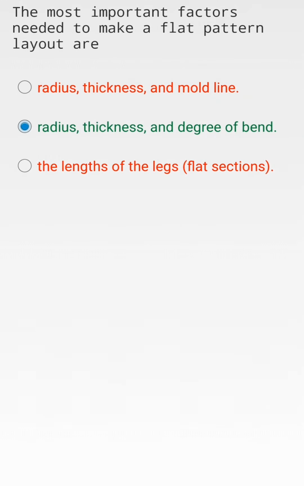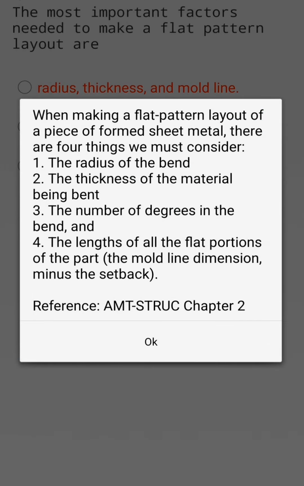The most important factors needed to make a flat pattern layout are radius, thickness, and degree of bend. When making a flat pattern layout of a piece of formed sheet metal, there are 4 things we must consider. 1. The radius of the bend. 2. The thickness of the material being bent. 3. The number of degrees in the bend. And 4. The lengths of all the flat portions of the part, the mold line dimension minus the setback.